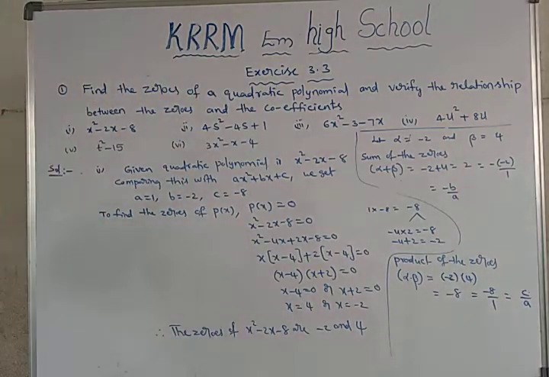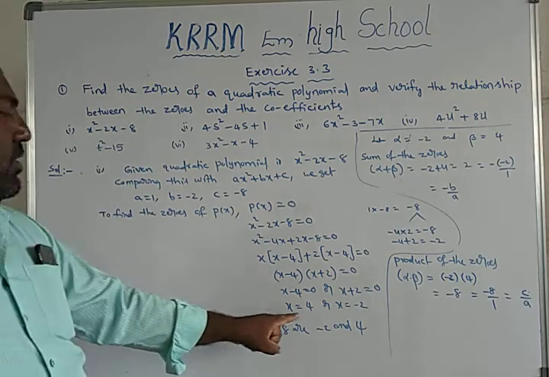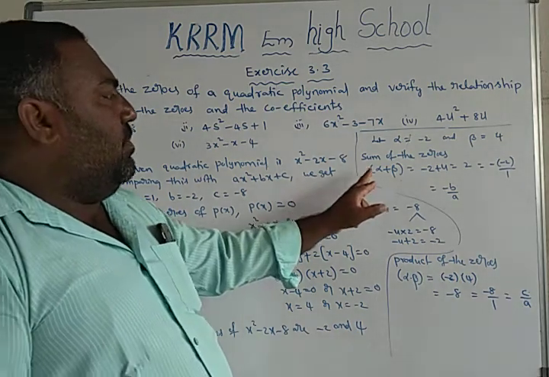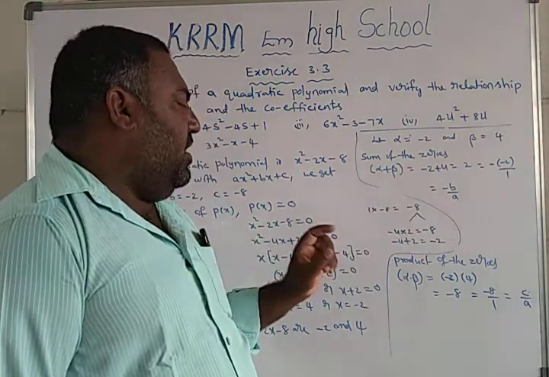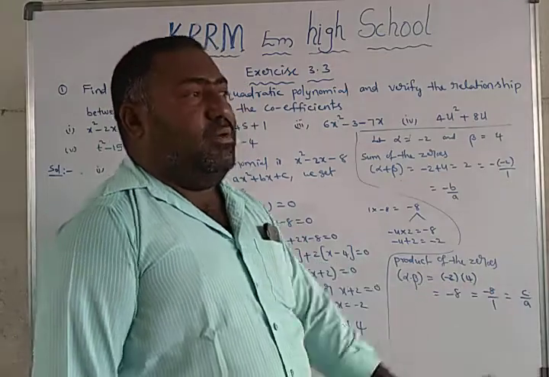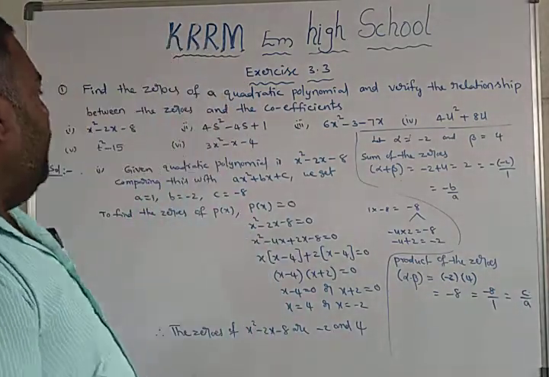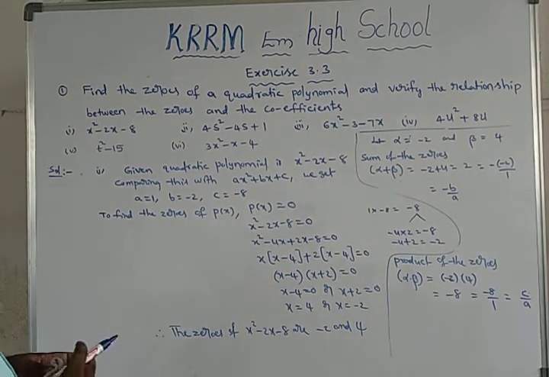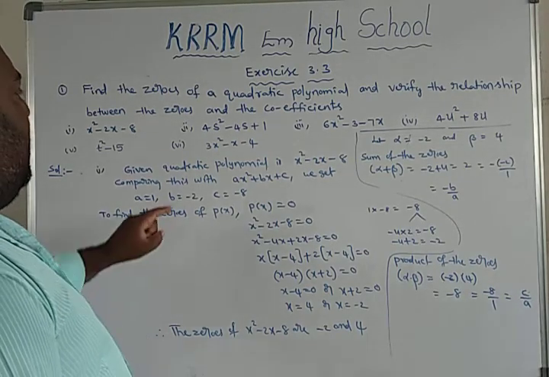So the first part is over. The zeros of x square minus 2x minus 8 are 4 and minus 2. The relationship between zeros and coefficients of the polynomial: the sum of the zeros alpha plus beta is equal to minus b by a, and alpha into beta is equal to c by a. Hence the relationship is verified. So the first part is over. Now we take the second one.